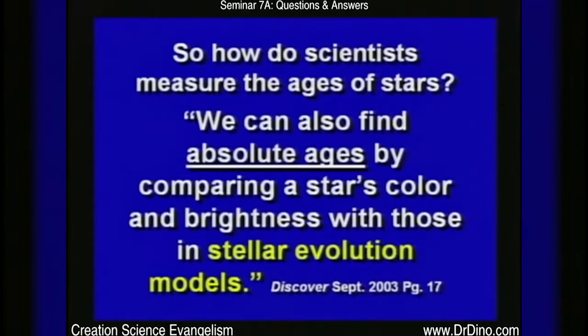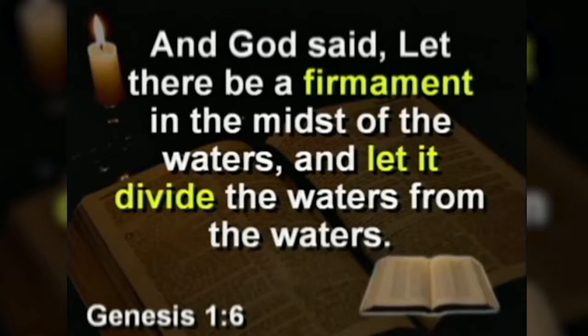I like this article in the Discover. It said, how do scientists measure the age of stars? They said, well, we can find the absolute ages by comparing a star's color and brightness with those in stellar evolution models. What? We can tell how old it is by how old we think it is. That's exactly what they're saying right there. That's dumb, okay?